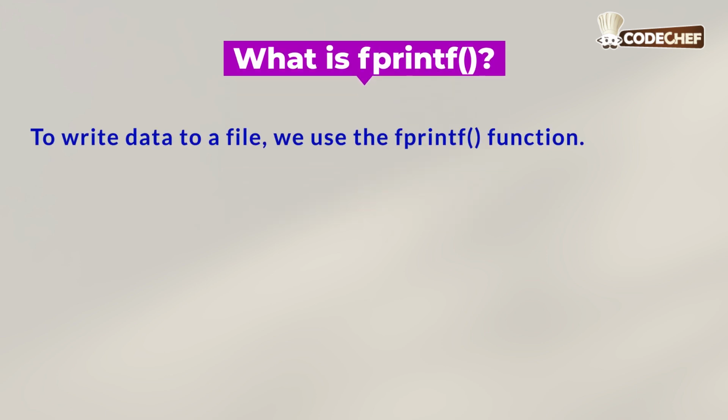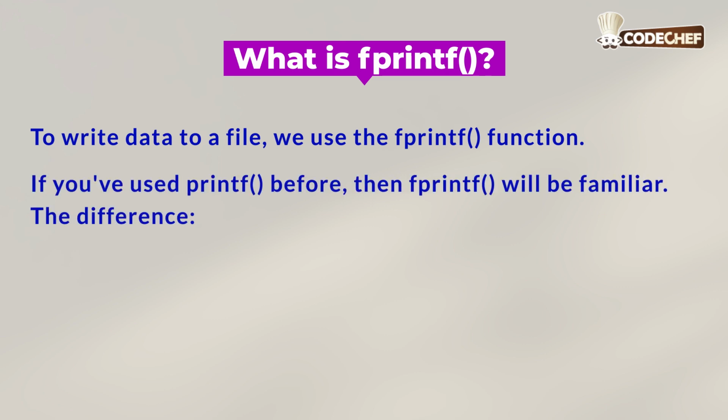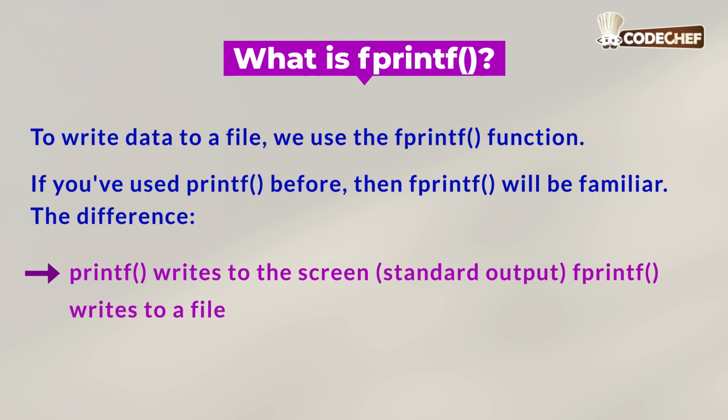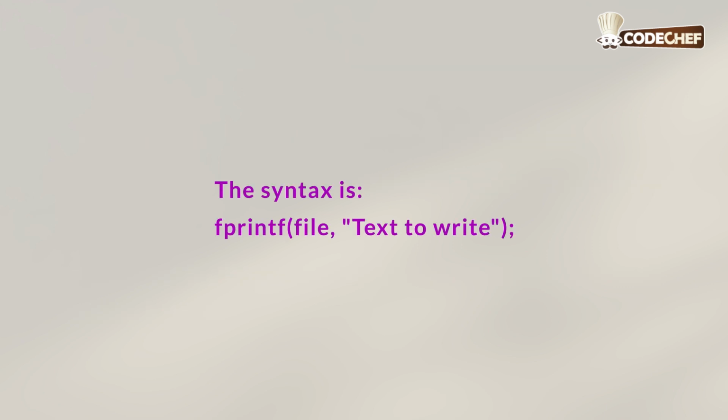Writing text to a file. What is fprintf? To write data to a file, we use the fprintf function. If you've used printf before, then fprintf will be familiar. The difference is that printf writes to the screen, which is the standard output, and fprintf writes to a file. The syntax looks something like this.